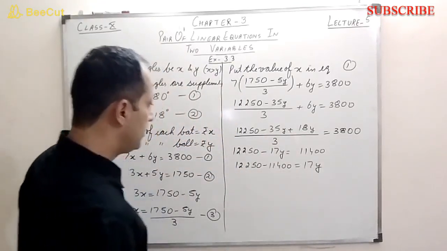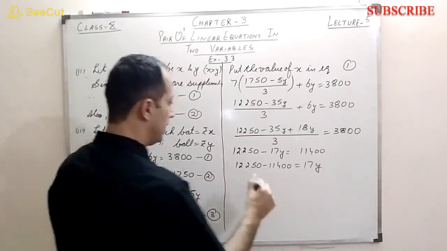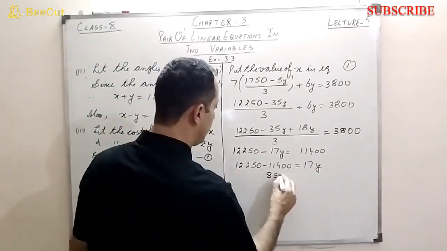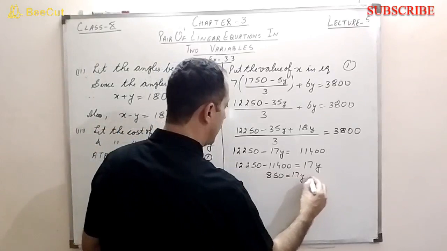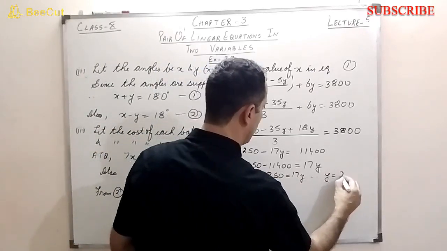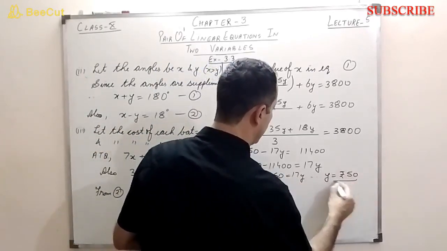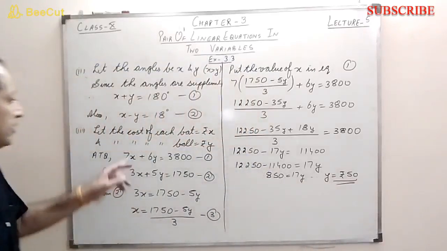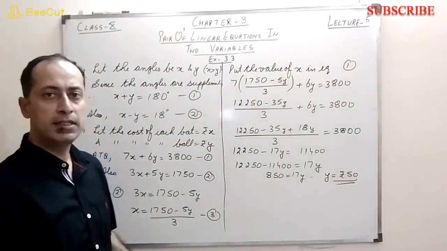Now we subtract these two, so this will be 850. So 850 is equal to 17y, and I get the value of y as rupees 50. So what was y? Y was the cost of the ball. So the cost of the ball is rupees 50.